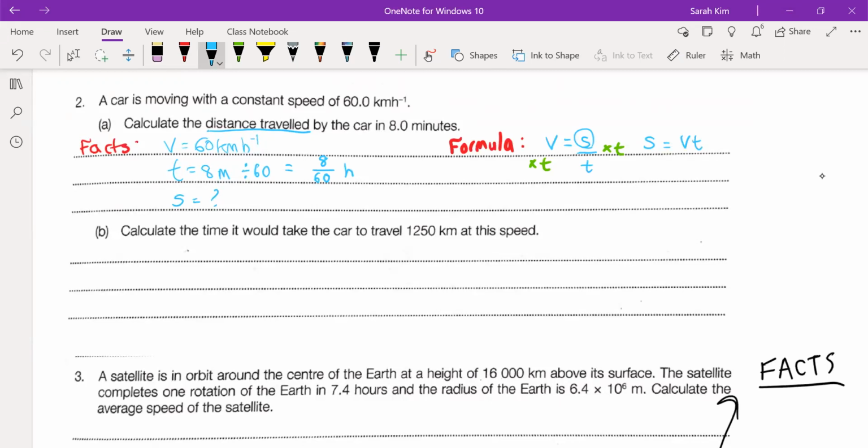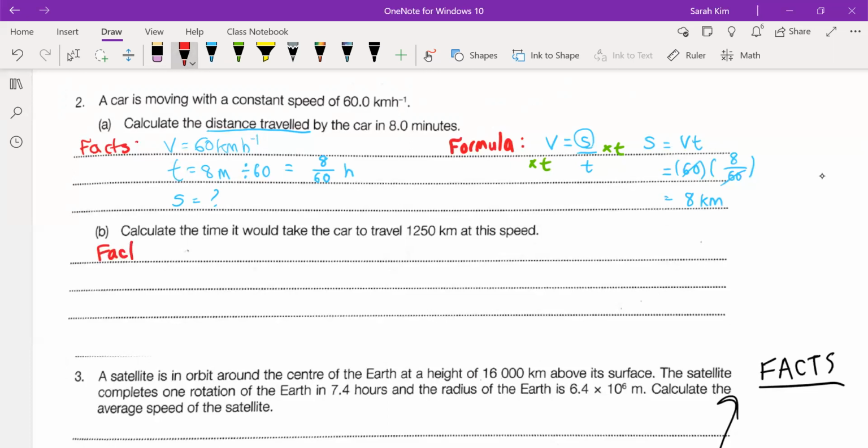And all we have to do is substitute those values in. So V is 60, and my T is 8 divided by 60. Let me just get rid of that little thing. There you go. All right, so that is your answer. Well, technically these cancel out, so hopefully you understand without even using a calculator that the answer should be 8 kilometers, because we use kilometers and hours, and that's it. All right, next question.